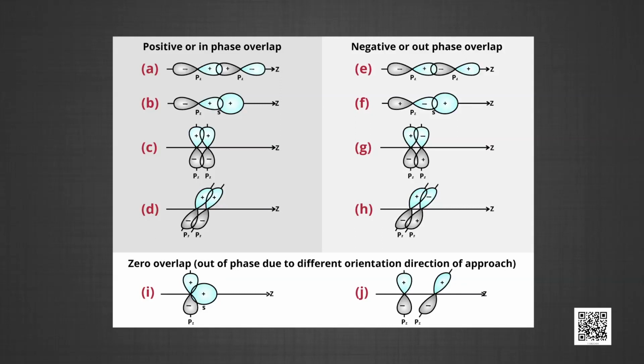Orbitals forming bonds should have the same sign, that is phase, and orientation in space. This is called positive overlap. The various overlaps of s and p orbitals are depicted in the figure. Let's understand positive, negative and 0 overlap from the following figure. Now, in the figure you can see the different types of overlaps. The 0 overlap means out of phase due to different orientation and direction of approach.